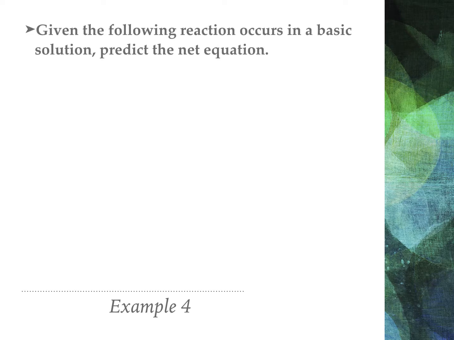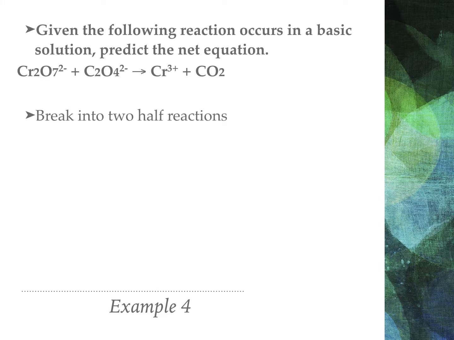Let's take a look at example 4. Given that the following reaction occurs in a basic solution, predict the net equation. In this equation, we have dichromate plus dicarbon tetraoxide, giving us the chromium ion and carbon dioxide. Now we can break them into two half reactions. We have dichromate into the chromium ion and dicarbon tetraoxide into carbon dioxide.